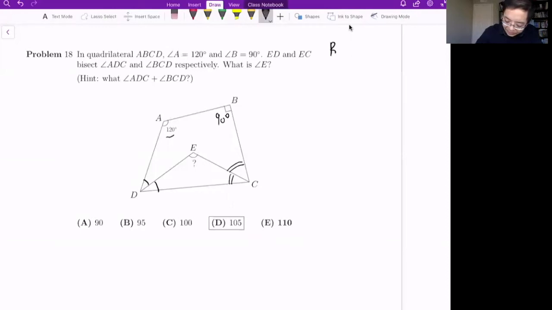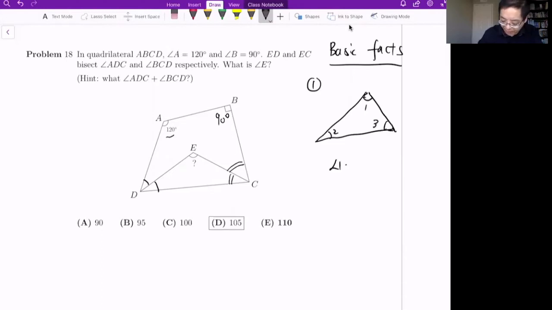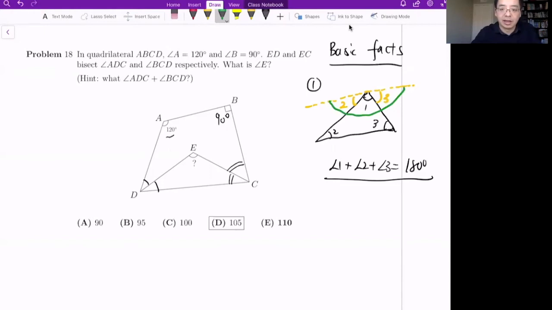First, some basic facts. Number one, if I have a triangle, let's say this is angle 1, this is angle 2, this is angle 3, then I always have angle 1 plus angle 2 plus angle 3 equals 180, regardless of what kind of triangle you have. The reason, as we mentioned before, is you can draw a line parallel to this, then you get this is angle 2 and this is angle 3. If you put them together, you get 180 because this is flat, right?